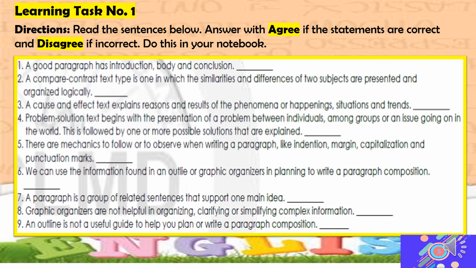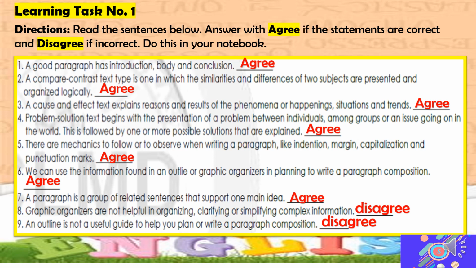So let us now answer learning task 1. So for number 1, a good paragraph has introduction, body, and conclusion, that is agree. Number 2, the answer is also agree. Number 3, the answer is agree. Number 4, the answer is also agree. Number 5, the answer is agree. Number 6, agree. And number 7, agree. And number 8, disagree. And number 9, the answer is disagree.